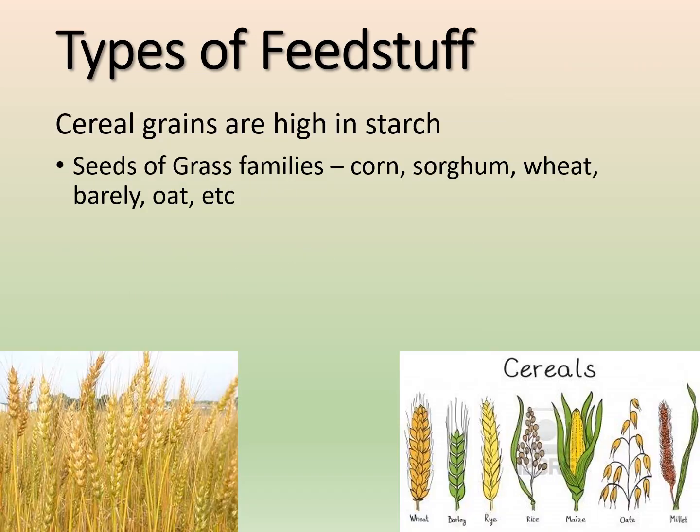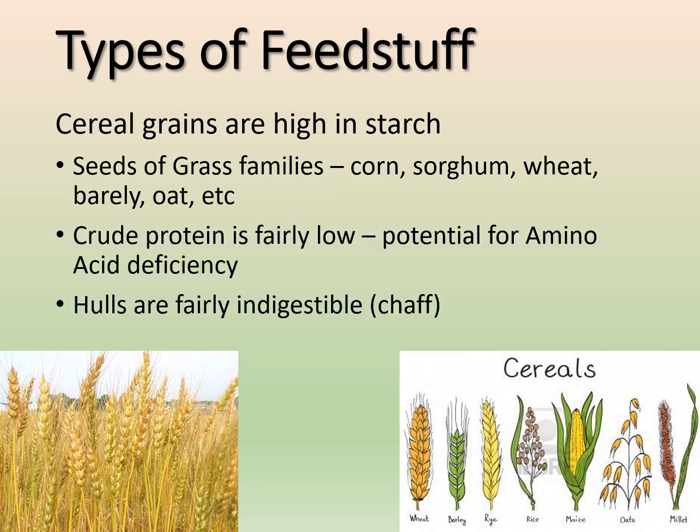So if we look more closely at the cereal grains, they're high in starch. So, lots of carbohydrates, lots of energy, and these are pretty much all the seeds from different grasses. So I know you may not think corn is a grass, but it is. Corn, sorghum, wheat, barley, oat, all these guys are in the cereal grass family.